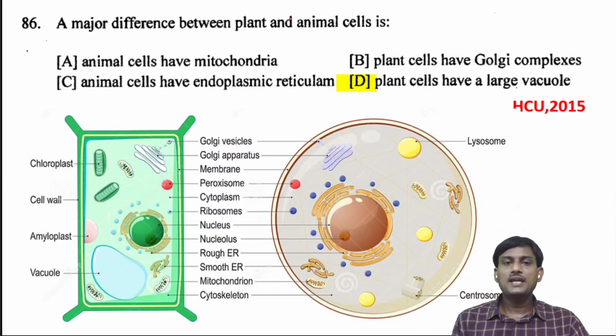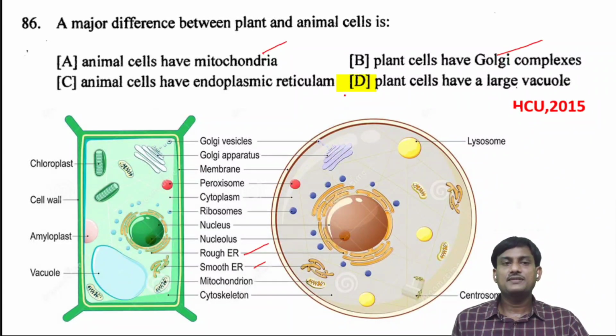The major difference between plant cell and animal cell. This is a diagram which gives information about the organelles which are present in the plant cell and also animal cell. Animal cells have mitochondria. This one is true. Plant cells have Golgi complexes. In both animal and plant cells, we have Golgi complexes. And animal cells have endoplasmic reticulum, rough and smooth. And plant cells have a large vacuole. Which one is correct?